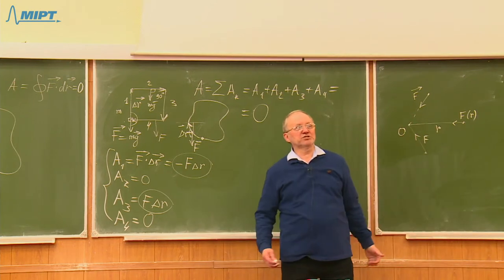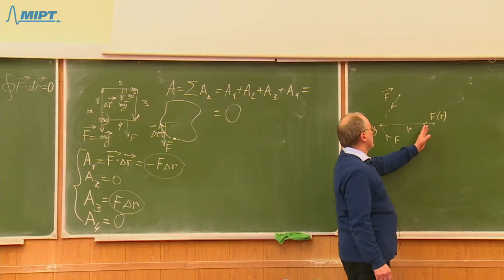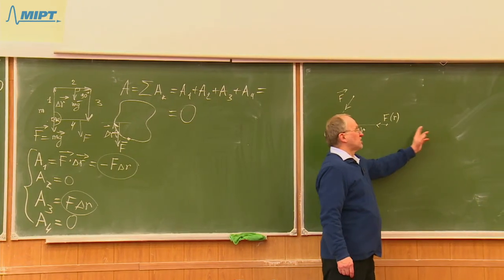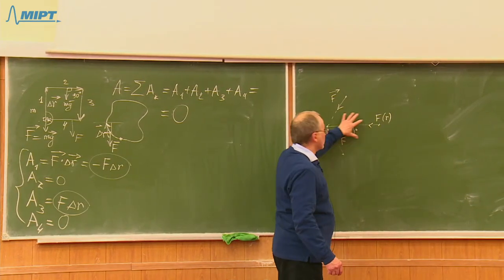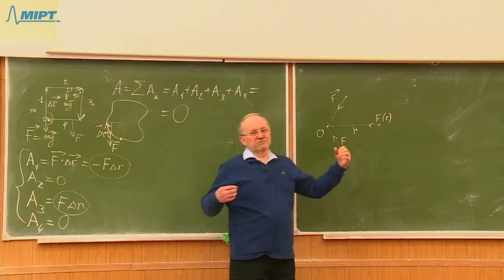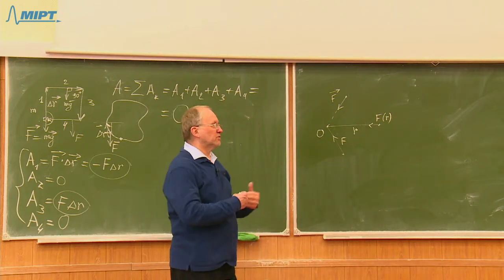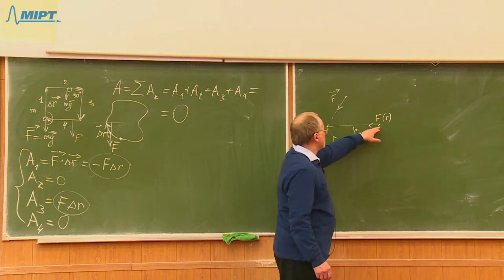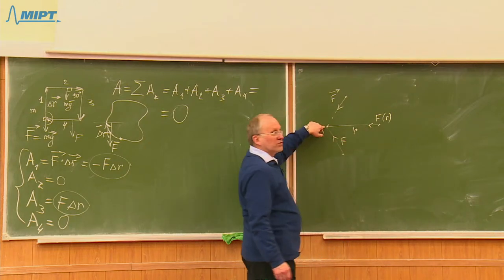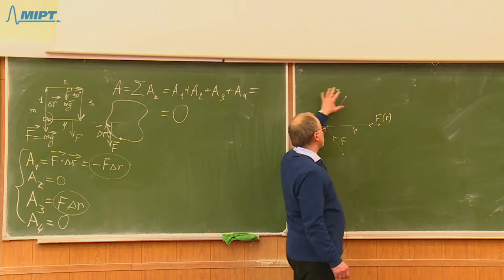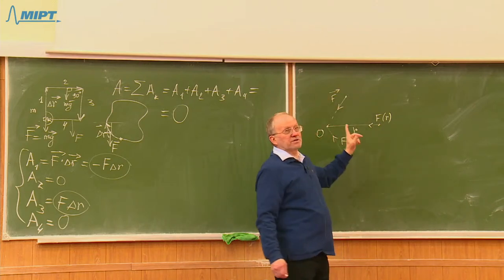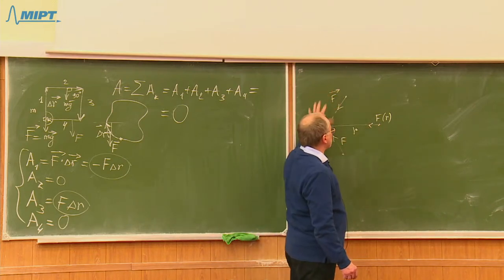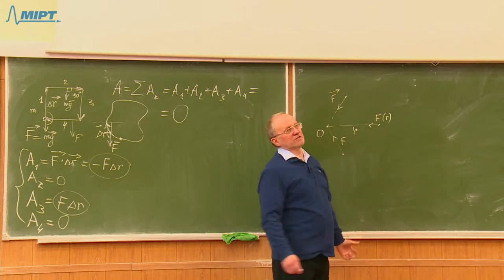Sometimes there is a combination of both forces. For example, it may be attraction at large distances and it may be repulsion at smaller distances. That is the force of interaction between molecules. But anyway, if the force is directed always towards this center, one and the same point in space, then such a force is called a central force. And the field of such forces is called a central field.